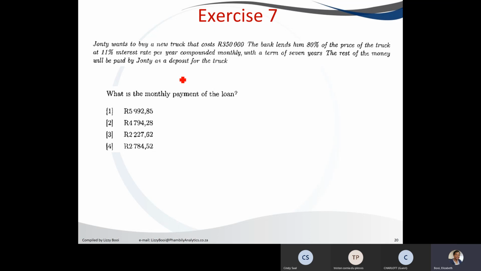So you need to calculate first your present value, which is your P. That will be 350 times 0.80, which will give you your present value: 280,000. Now you can calculate your payment.